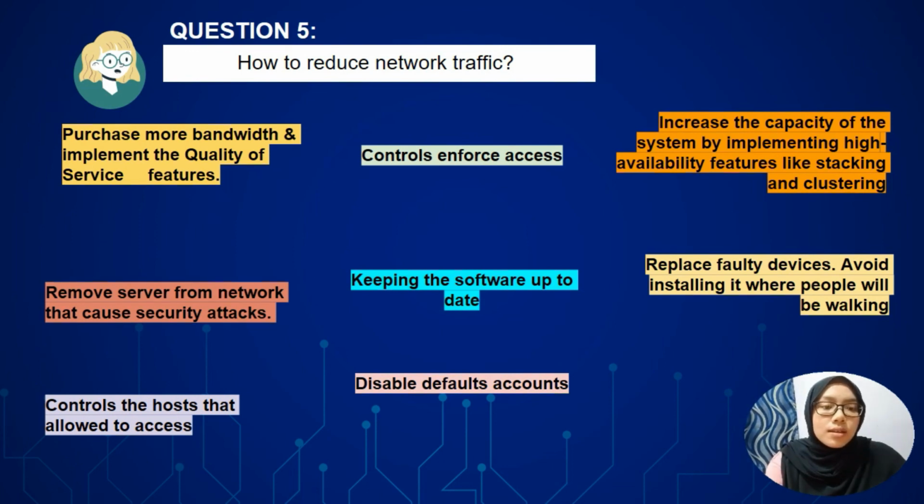The fourth one is we can control the endpoint access. We also need to keep the software up to date. This will prevent misconfiguration. And then we also can disable the default accounts. Next, we also can increase the capacity of the system by implementing high availability features like stacking and clustering. We also can replace the faulty device. The last one is we can avoid installing it where people will be walking.